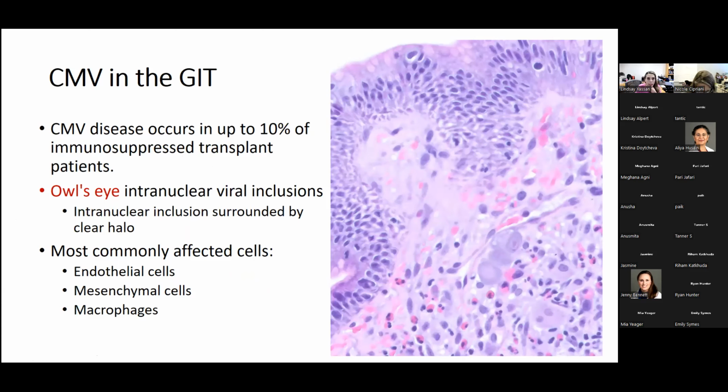It occurs in roughly 10% of immunosuppressed transplant patients, and we have these classic owl's eye intranuclear inclusions. And classically in the GI tract and elsewhere, it's mostly endothelial, mesenchymal, and macrophages, but you can also see it within epithelial cells. So we usually see CMV in the GI tract most commonly in our immunosuppressed patients. We often see it as well in our IBD patients, more commonly UC versus Crohn's disease. And we can rarely see this in immunocompetent patients as well.